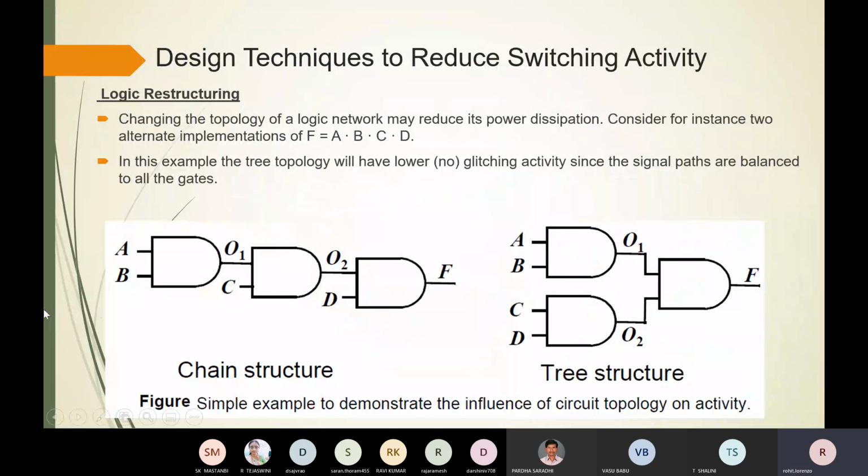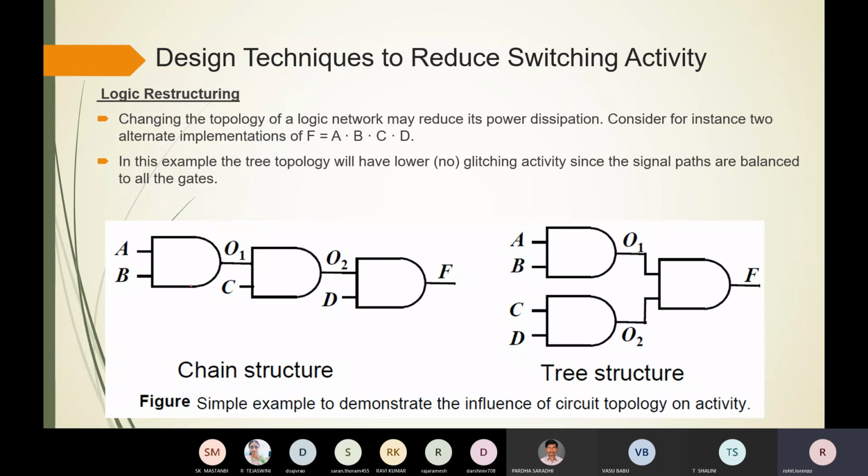So first I will start with design techniques to reduce switching activity. Means if the transitions are more, like 0 to 1, 1 to 0, then the power dissipation will be more. So how we can reduce the switching activity, that we'll see.